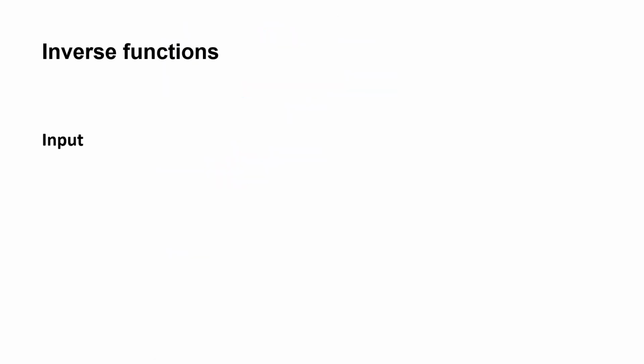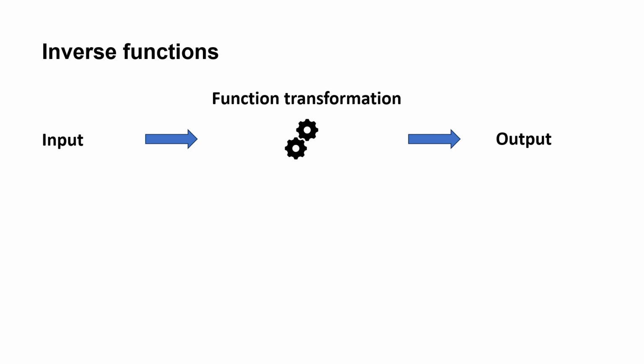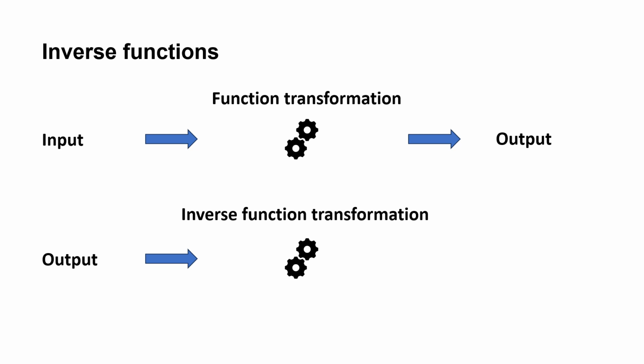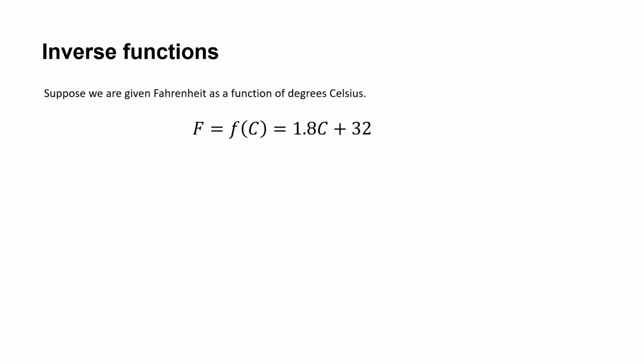So far we've been looking at a case where we have some input, we apply it to a function, then we get some output. Now, the reason we have inverse functions is when we ask the question, actually, I have the output, but how do I get back to the input? The way we do this is you apply an output to an inverse function transformation, and it should return the input. So let's take an example here.